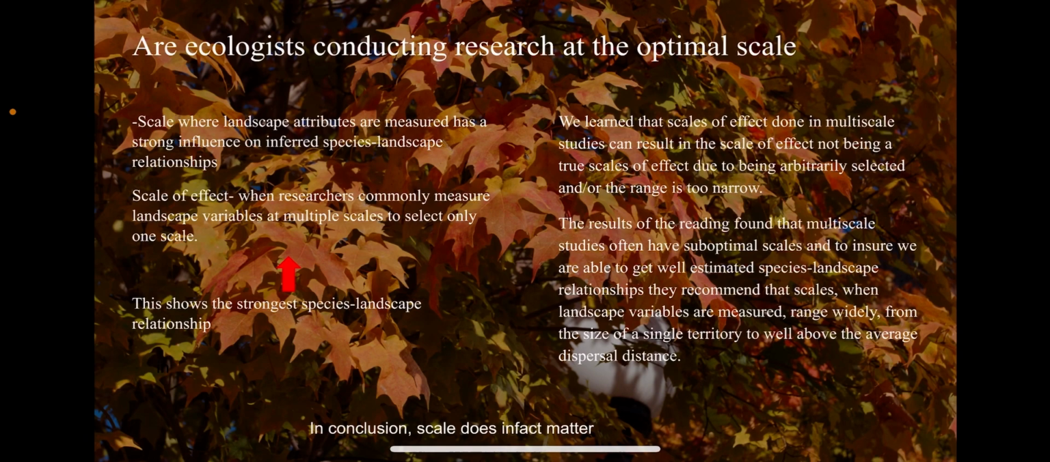For this week, we also did a reading, which was called Are Ecologists Conducting Research at the Optimal Scale? This talked about how where landscape attributes are measured has a strong influence on inferred species-landscape relationships. It also talks about scale of effect, which is when researchers commonly measure landscape variables at multiple scales, only to select one scale, the one which shows the strongest species-landscape relationships.